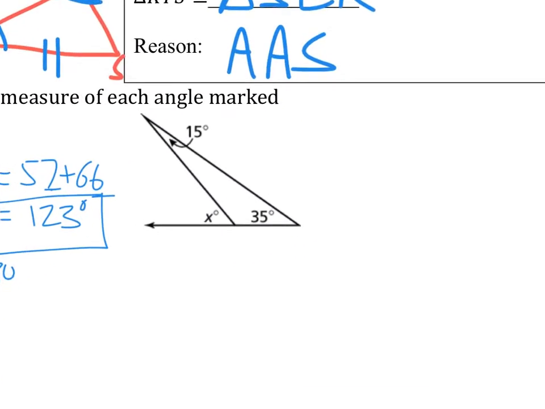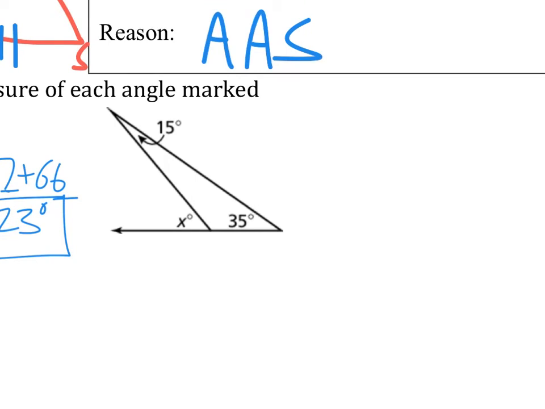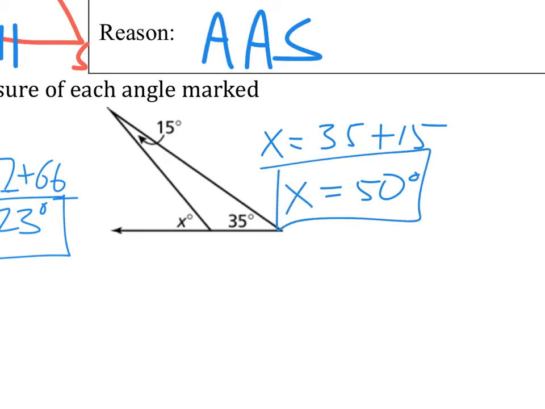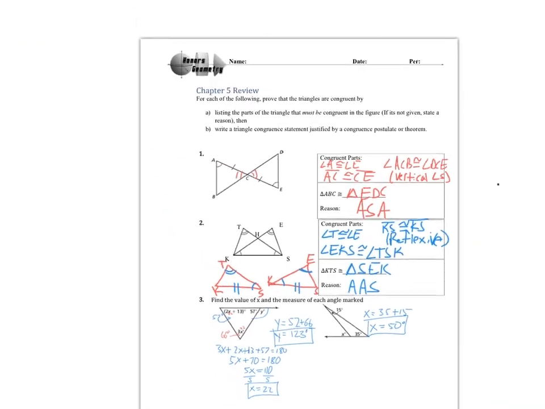Here, actually a little bit easier here. These two remote interior angles add up to the exterior angle, all right? So 35 plus 15, and that is 50. All right, so that's the exterior angle theorem and the interior angle theorem. Okay, let's try the next page here.